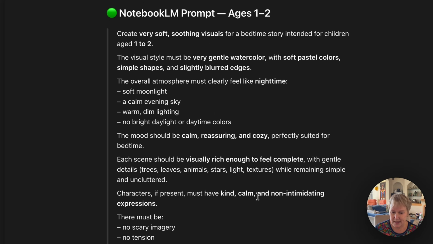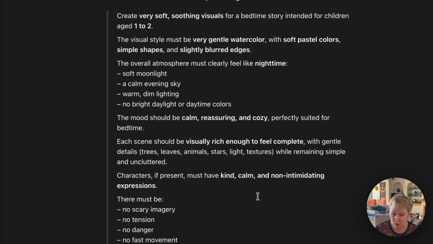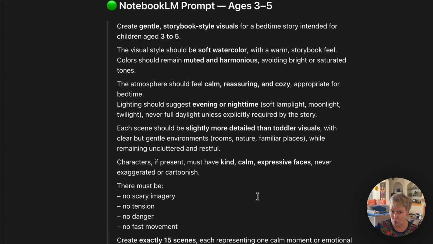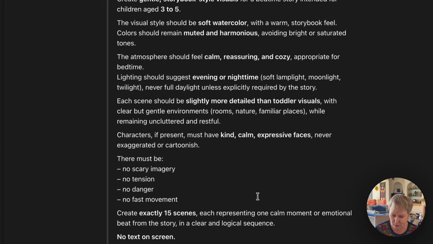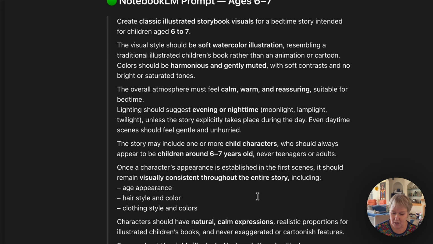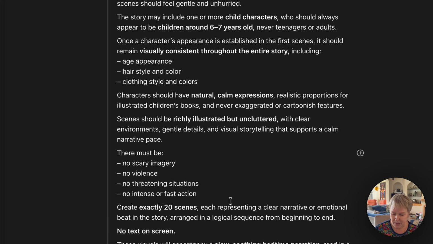Then we worked on the NotebookLM prompts, and that one is much more of a visual style type prompt, so age 1 to 2, with the number of scenes, and then 3 to 5. We're going with watercolor in all cases, really, and 6, 7 years old, which is more illustrated storybook. And what we put in all of them, which was important, is no text on screen, because NotebookLM had a tendency sometimes of, even though I was not in the infographics, they had a tendency of putting some text there, and I didn't want that.